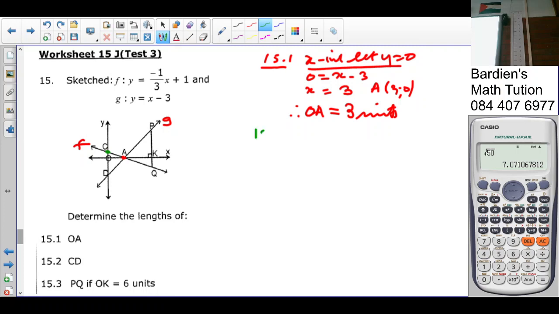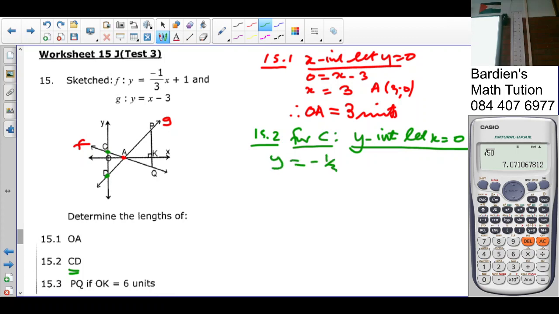Okay, so 15.2. The one is CD. I'm going to first work out the coordinates of C, then I work out the coordinates of D, then I subtract the two lengths. So this is for C. This is your y-intercept. What do you do for y-intercept? We let x equal 0. And this is on f. So y equals negative a third times 0 plus 1, which is 1. So the coordinates of C are 0 and 1.